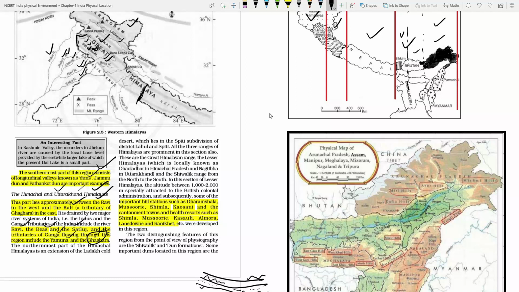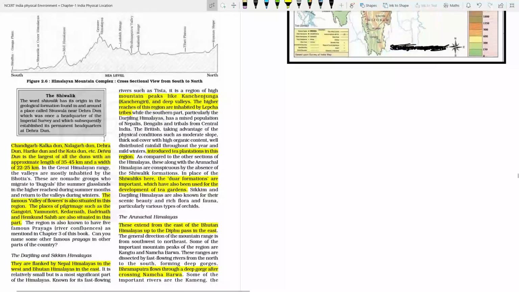Fine. So those areas have very rich water resources, or we can say rivers, isn't it? Here itself the important hill stations are there: Dharamshala, Mussoorie, Shimla, Kausani, Almora, Lansdowne, Ranikhet. So these are the important hill stations which were developed by the British colonial administration. And also on the southern part, meaning beyond the Lesser Himalayas, you can find certain Duns. The formation of the Duns is very natural there because of the longitudinal valleys.